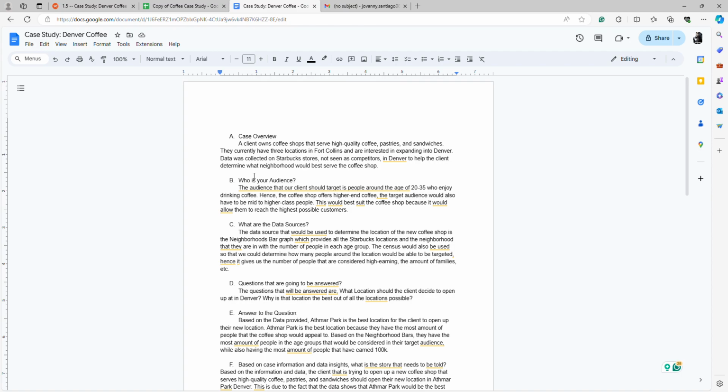What are the data sources? The data sources that would be used to determine the locations of the new coffee shop is the neighborhood bar graph, which provide all Starbucks locations and the neighborhoods that they are in, with the number of people in the age group. The census would also be used so that we could determine how many people are around the location will be able to be targeted, and hence it gives us number of people that are considered high earning, the amount of families, and etc.